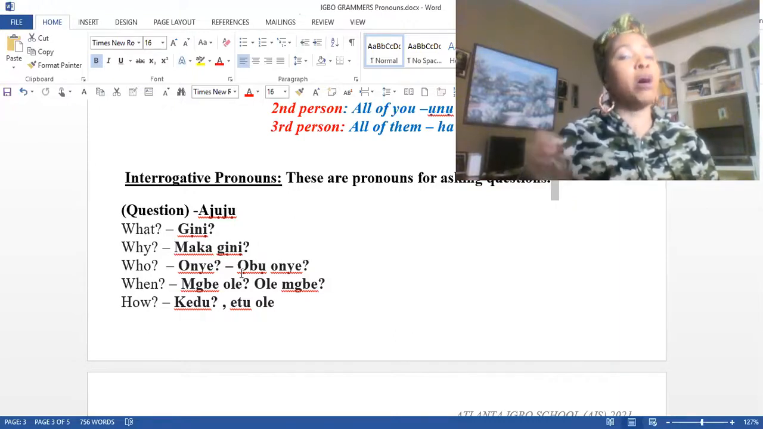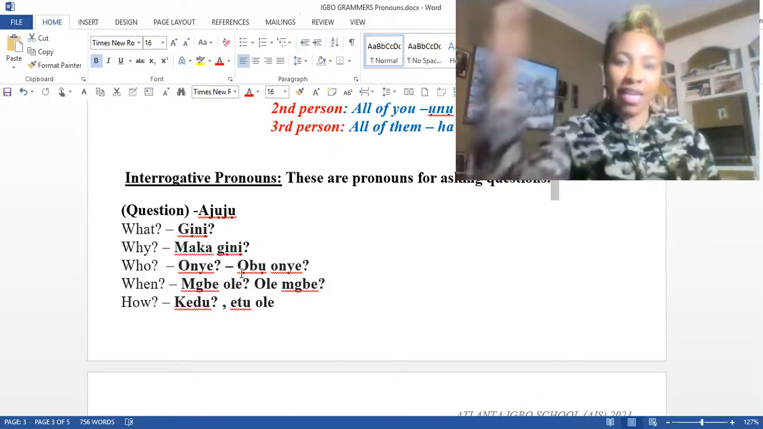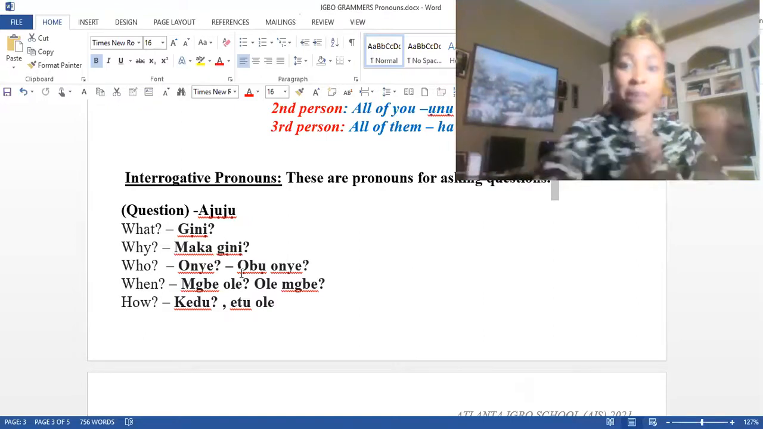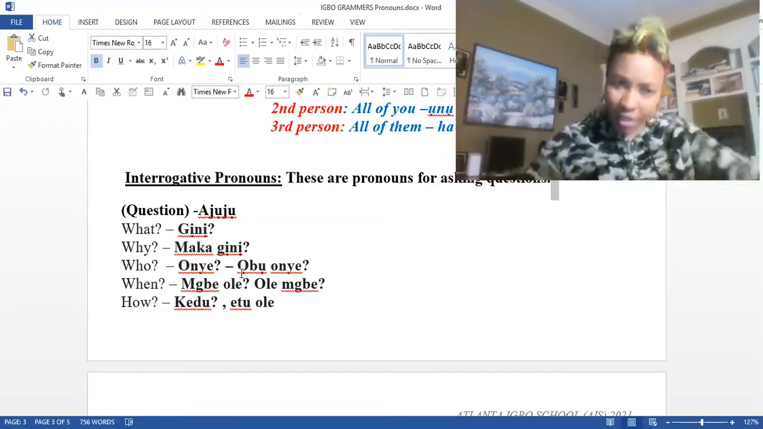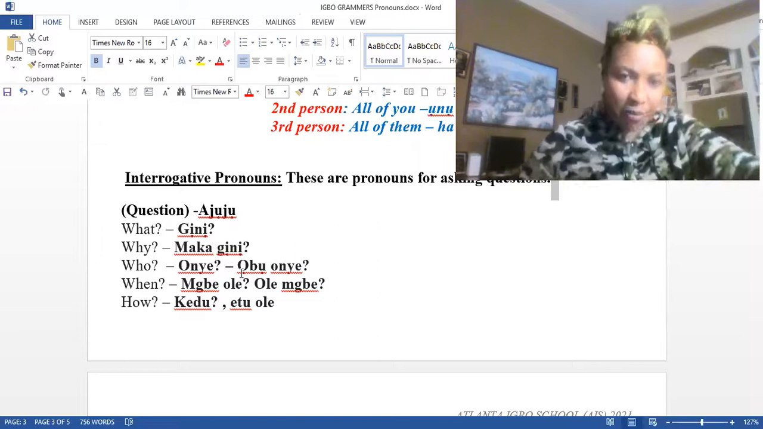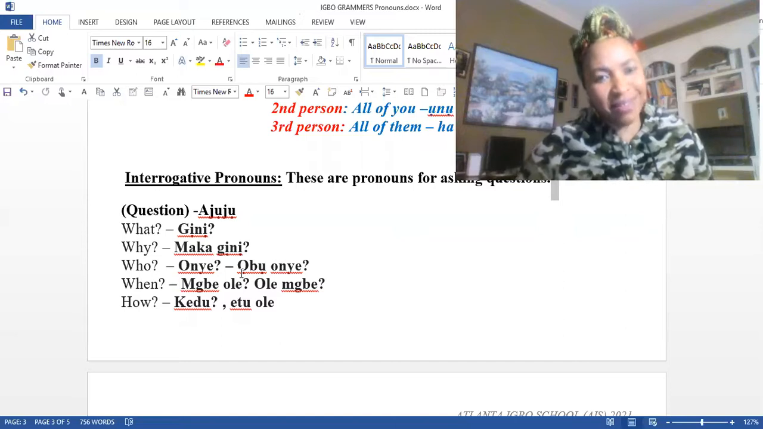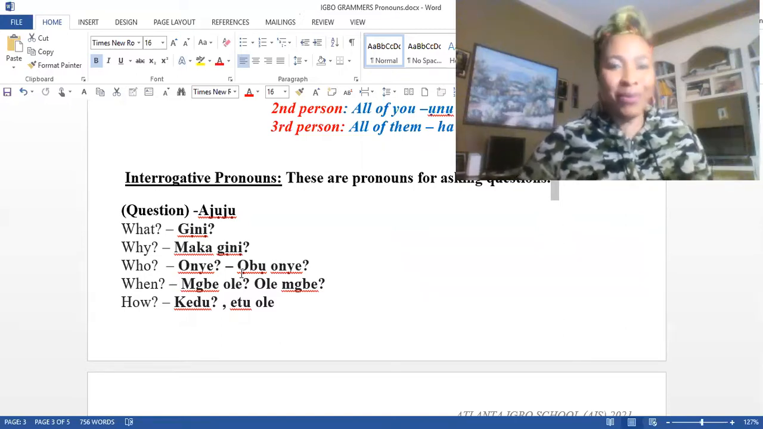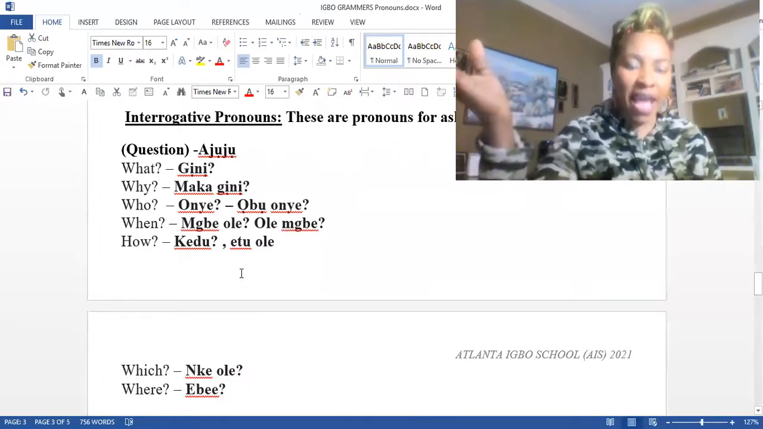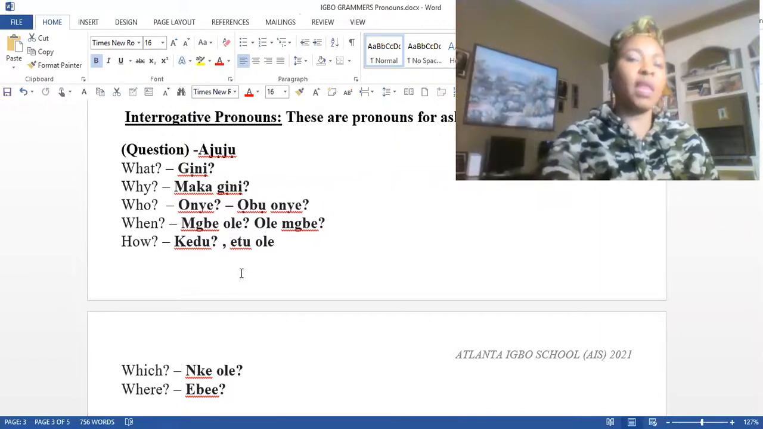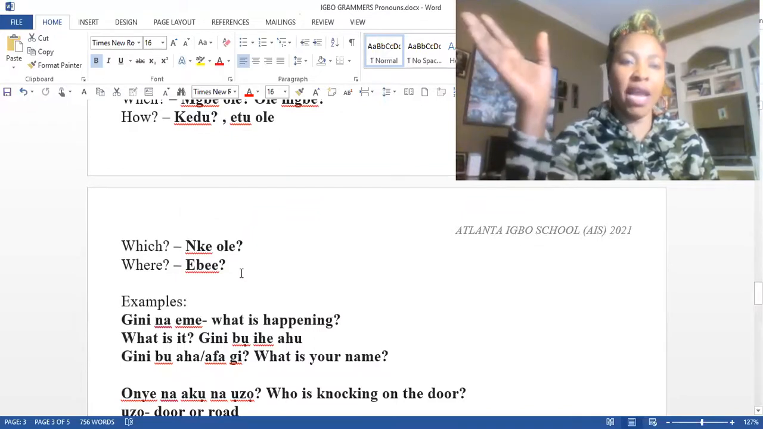When. Mgbe ole. When in Igbo means mgbe ole. Or you can switch it, ole mgbe, depending on your dialect. Because some people speak differently, follow your dialect. But in Igbo class, it is Central Igbo. You can say mgbe ole, ole mgbe, when. How? Kedu. Remember when you say, how are you? Ole kede. Some dialects will say ole. Now, which? Nke ole.